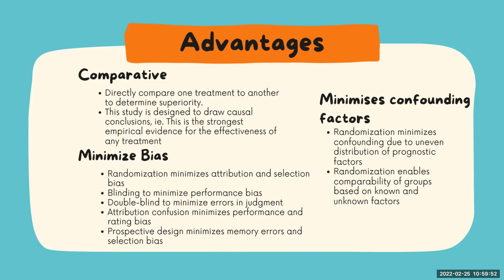And the third one, this research design can minimize confounding factors. This means that randomization minimizes confounding due to uneven distribution of prognostic factors, and it also enables comparability of groups based on known and unknown factors.